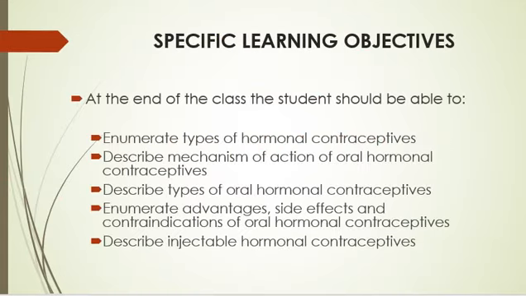The specific learning objectives of today's class are, at the end of the class, the student should be able to enumerate types of hormonal contraceptives, describe mechanism of action of oral hormonal contraceptives, describe types of oral hormonal contraceptives, enumerate advantages, side effects, contraindications of oral contraceptives, and describe injectable hormonal contraceptives.